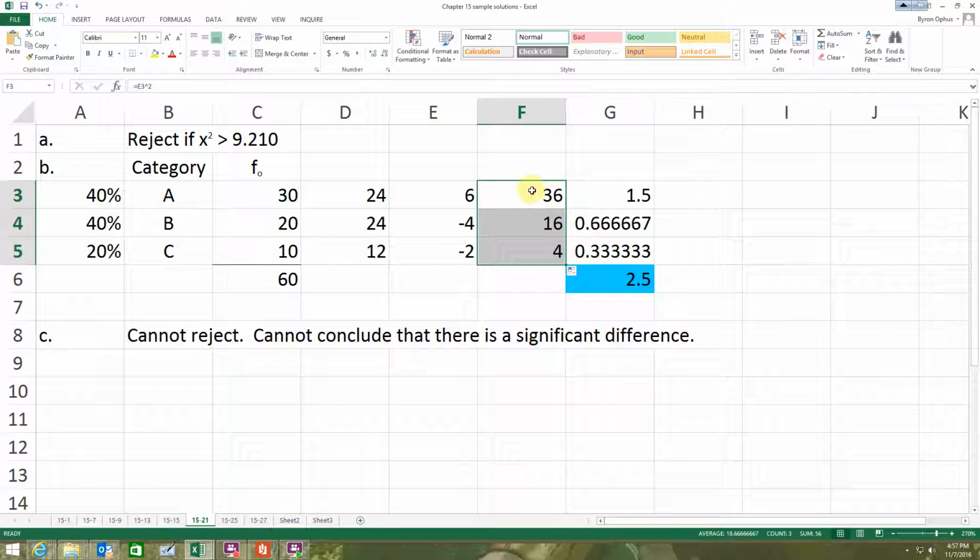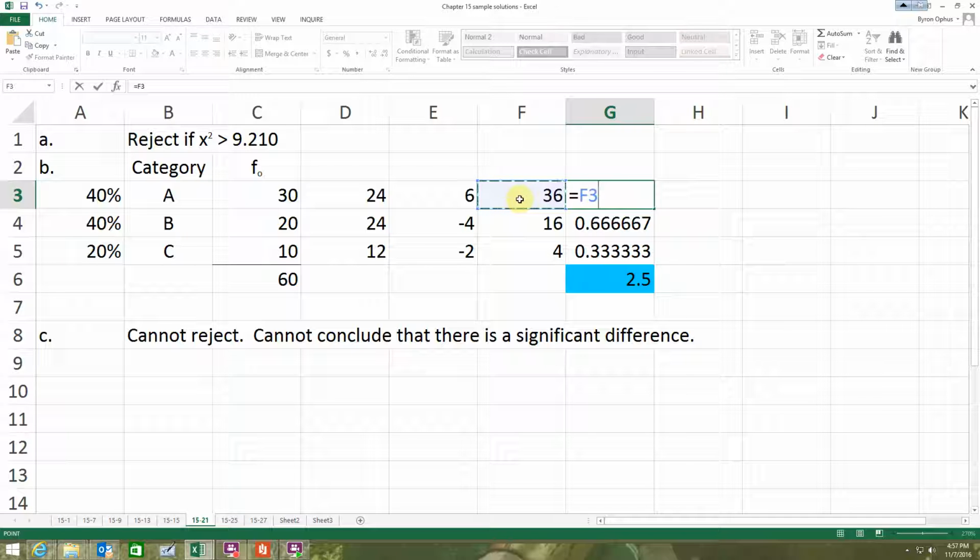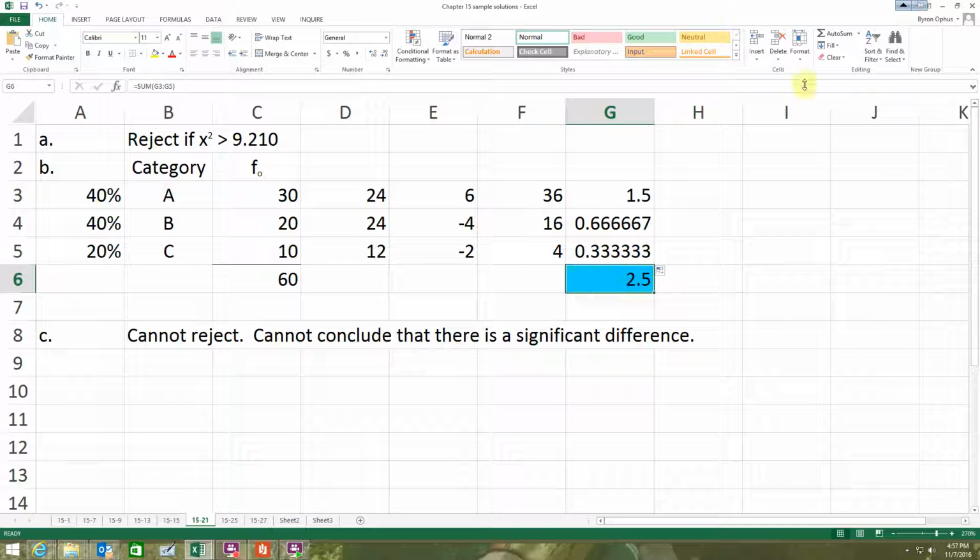And then I have to divide. In this case, I divide by F sub E. So we get the total squared, and then it's got to be divided by that. So this one here is simply equal to my column F divided by my column D. And again, I can carry that down. I total that, auto sum, and I get 2.5.